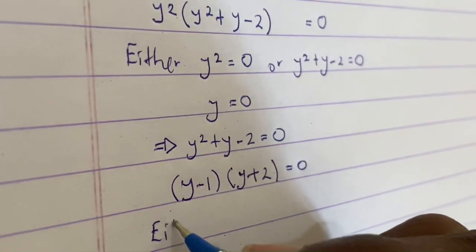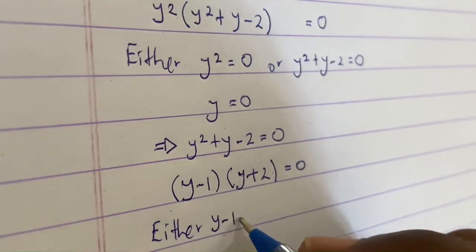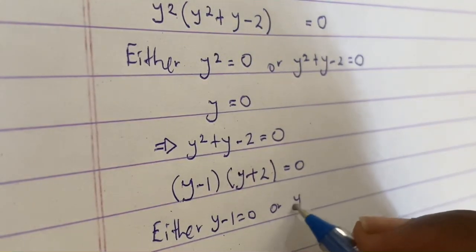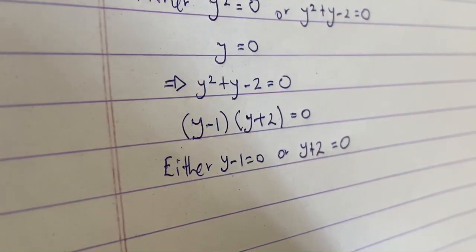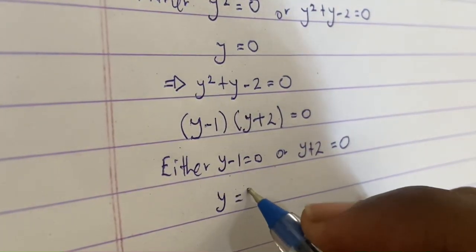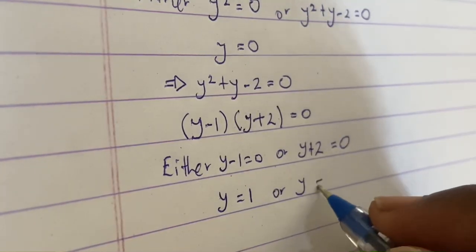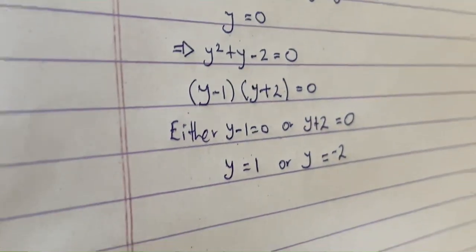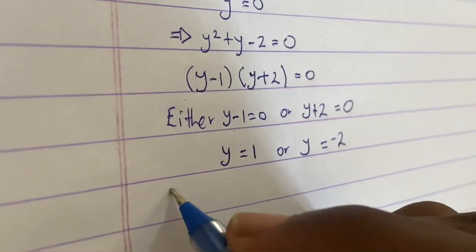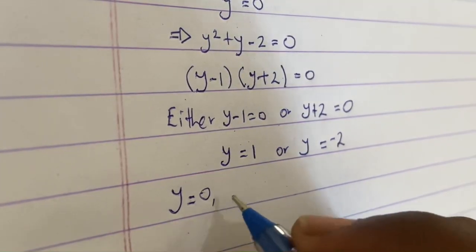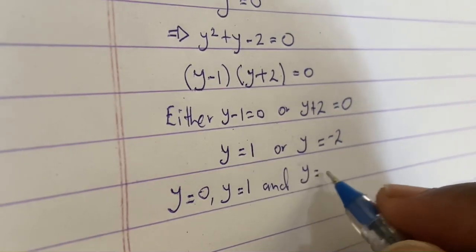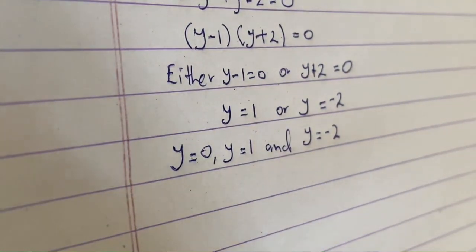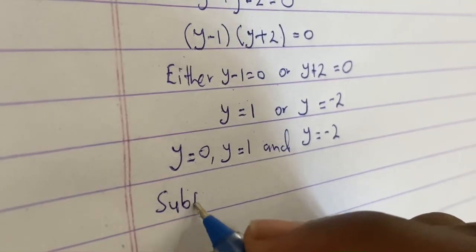So either y minus 1 is equal to 0 or y plus 2 is equal to 0. So y is equal to 1 or y is equal to negative 2. So we have y values as y is equal to 0, y is equal to 1, and y is equal to negative 2.